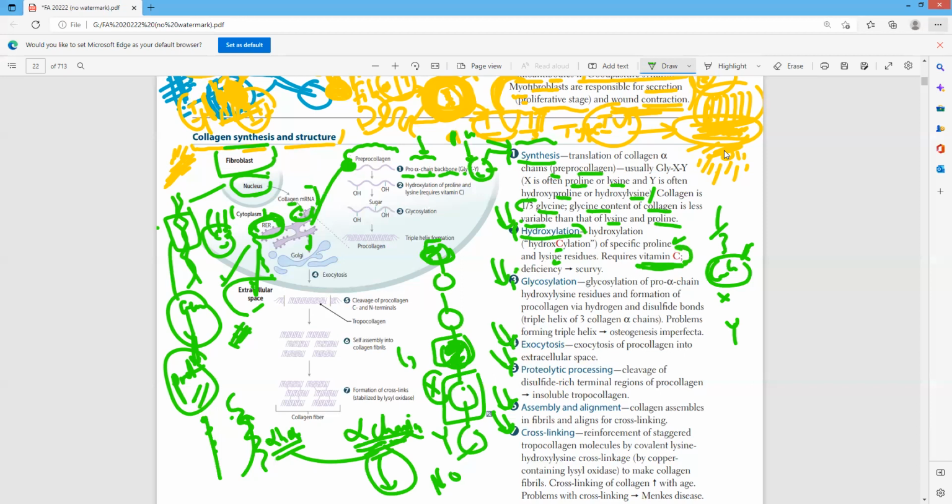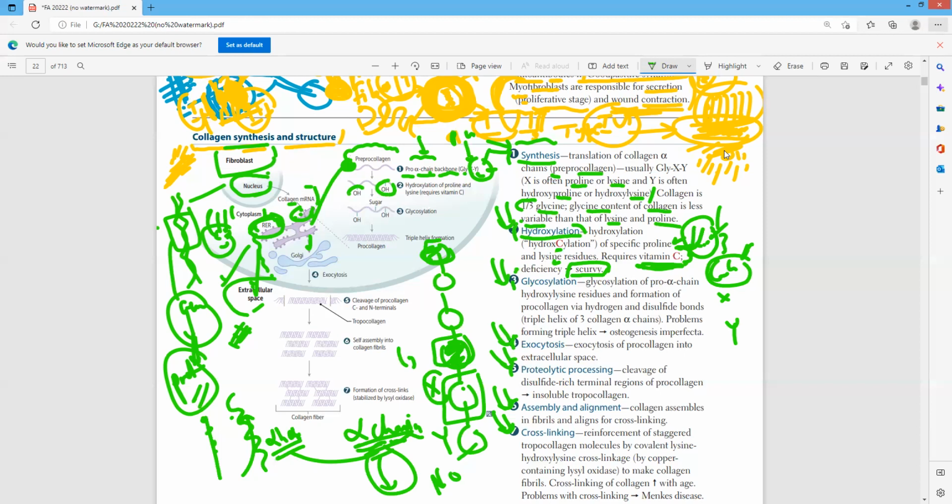So if you have a deficiency in vitamin C, you will have what's called scurvy. The disease is scurvy or scorbut. This is called scurvy. This is vitamin C deficiency, because you don't do what? You don't hydroxylate that collagen. So if you don't hydroxylate that collagen, what's the problem with that?